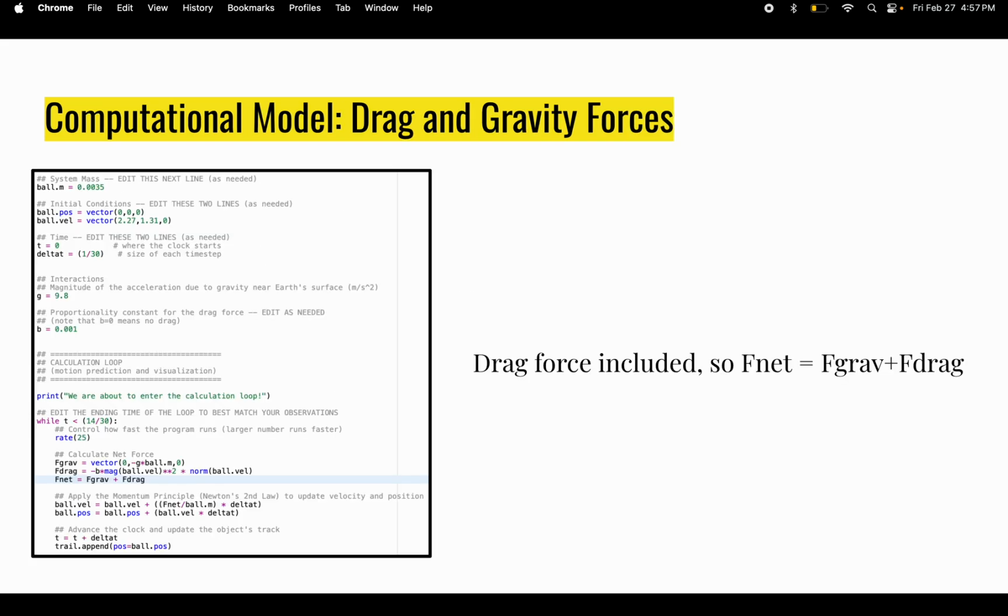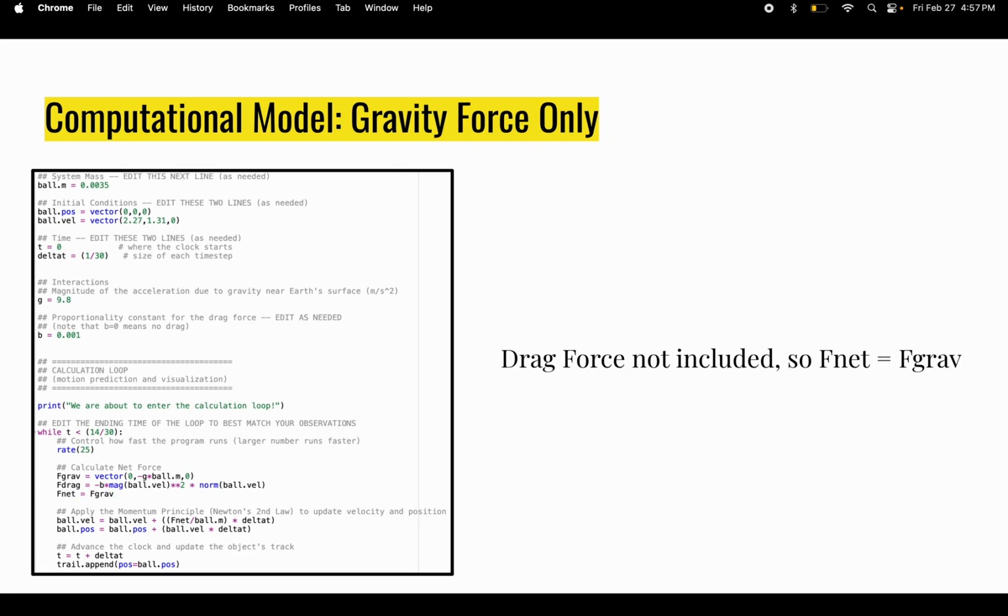For our computational model for drag and gravity forces, you can see that F net is equal to the force of gravity plus the force of drag, because this includes the drag force. And for this one, it's only gravity, so F net is only equal to the force of gravity.